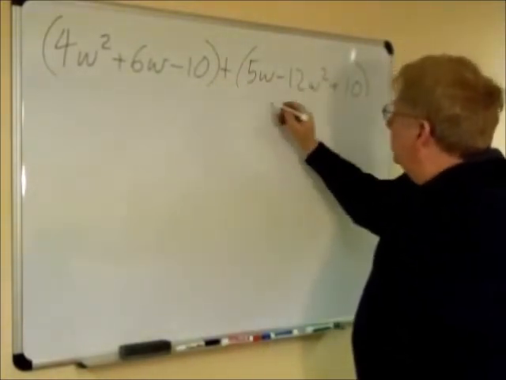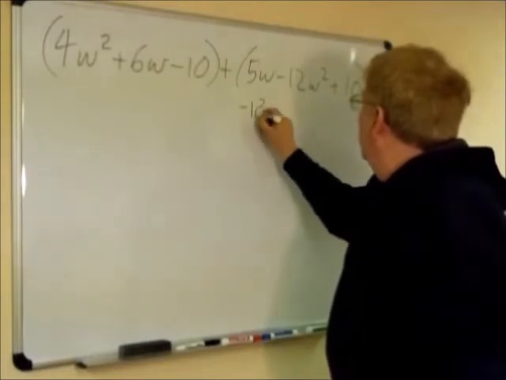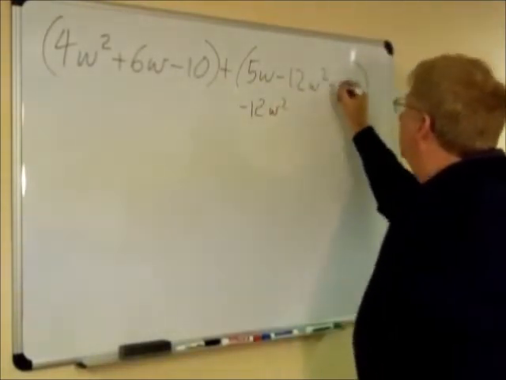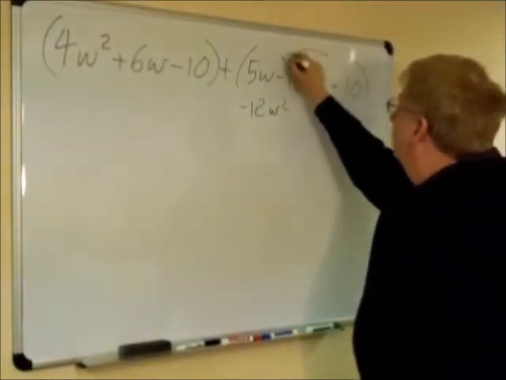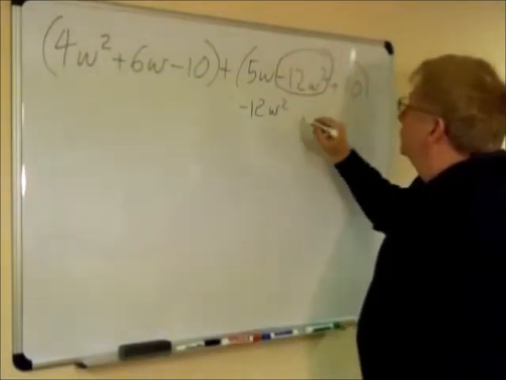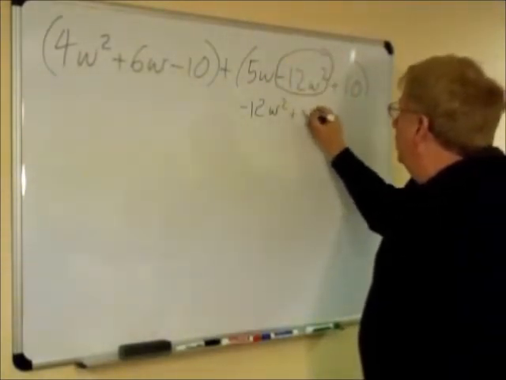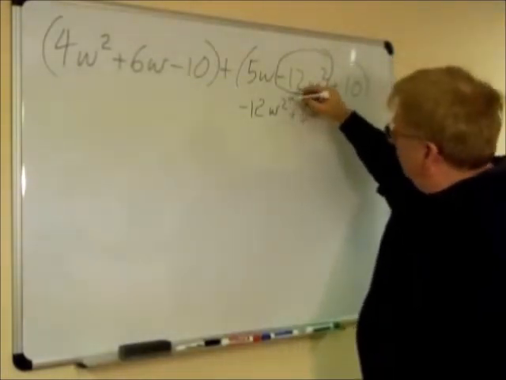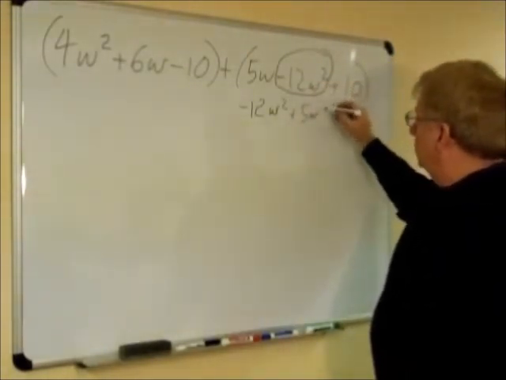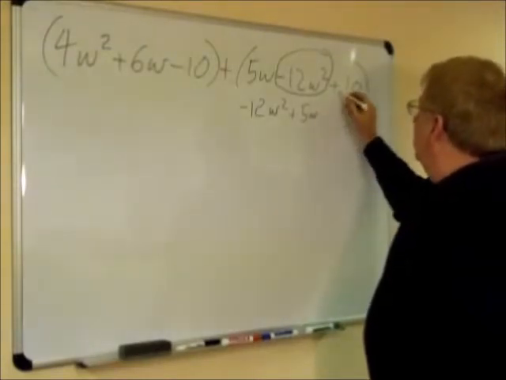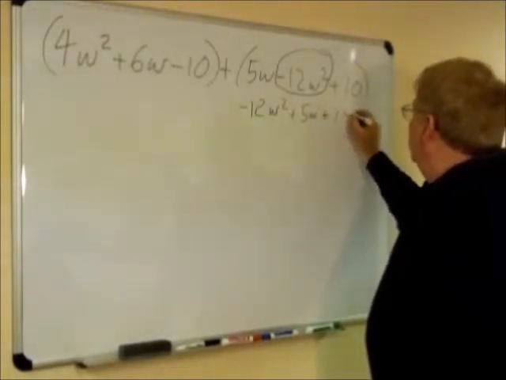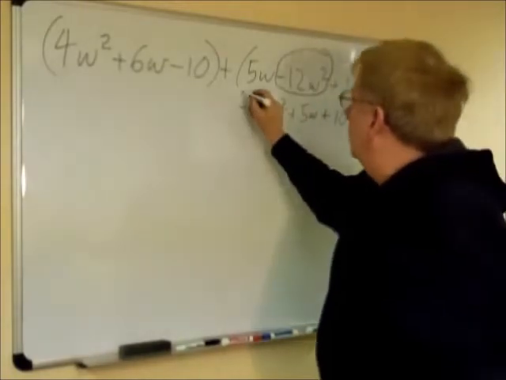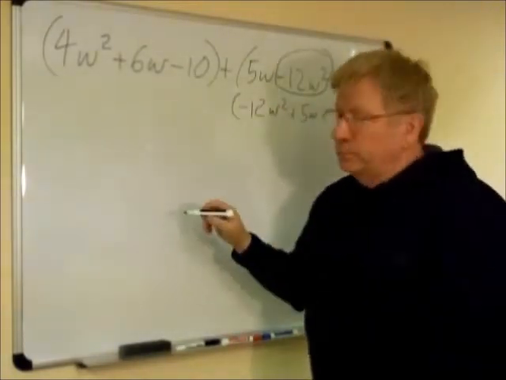We take the minus 12w squared first. This is the highest exponent in this polynomial. And then we add 5w, which is a w to the 1. So we have an exponent of 2 in the first term, an exponent of 1 in the second, and then we take the constant last, 10. So now we've got it in standard format.